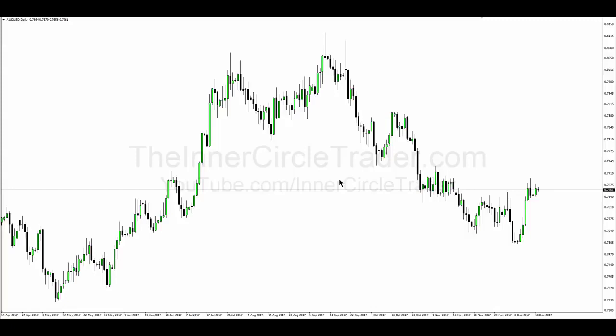So why is there any significance of a moving average or two moving averages placed on a daily chart? Well, because the daily chart really is the most widely followed chart in the banking sector.